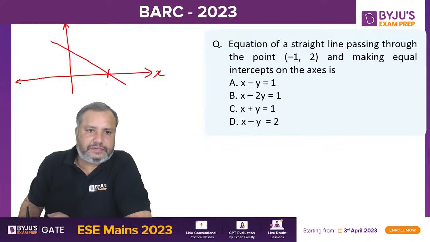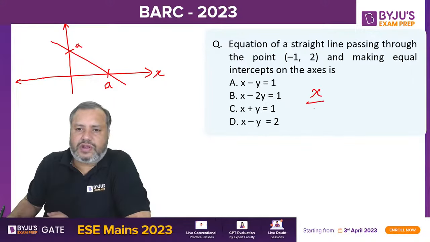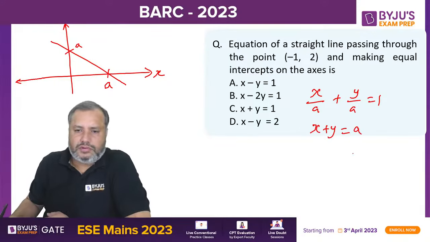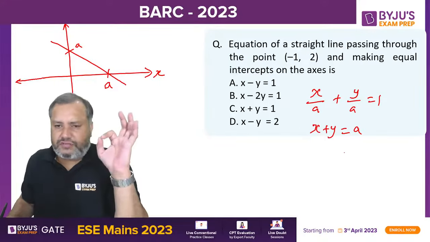Suppose this is the line. So the line is making equal intercepts with the coordinate axes. x upon a plus y upon a equal to 1. This is the equation of the line, but this is passing through (minus 1, 2). x is minus 1, y is 2, so a is 1. Ultimately, finally you are getting x plus y equal to 1. C is the correct answer.